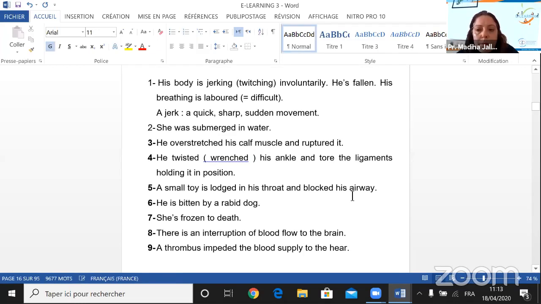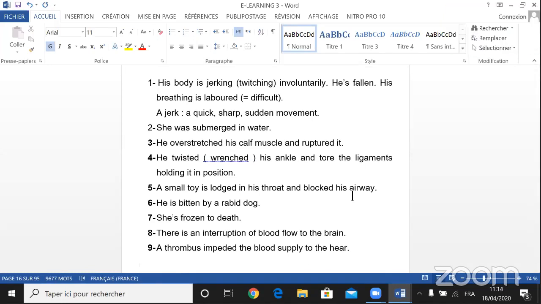She was submerged in water. Help. Drowning. He overstretched his calf muscle and ruptured it. Strain. Good. He twisted or wrenched his ankle and tore the ligaments holding it in position. Sprain. A small toy is lodged in his throat and blocked his airway. Choking. He's bitten by a rabid dog. Infection with rabies or hydrophobia. Maybe you forgot the word rabies.